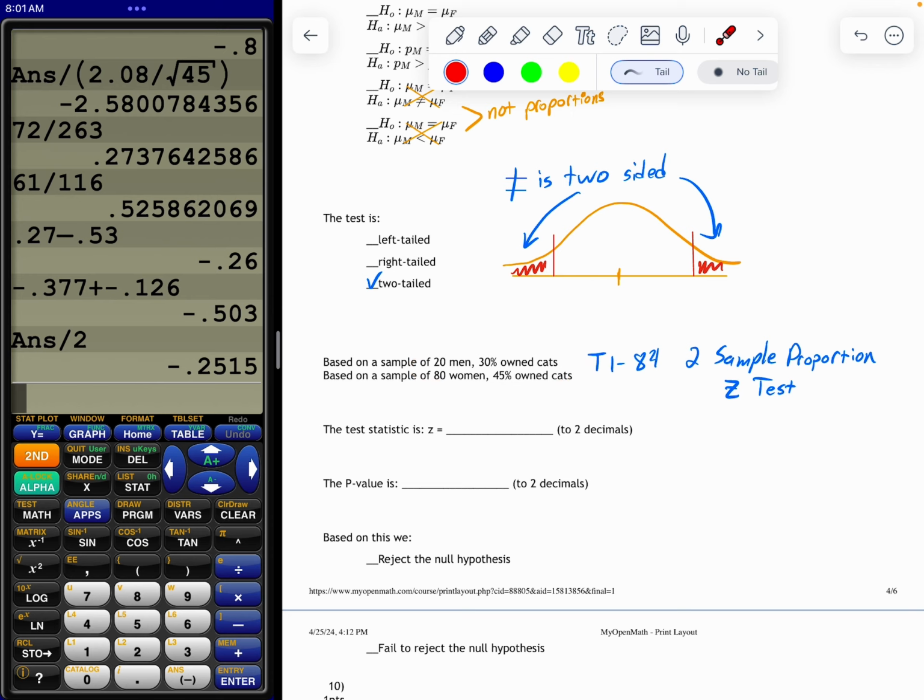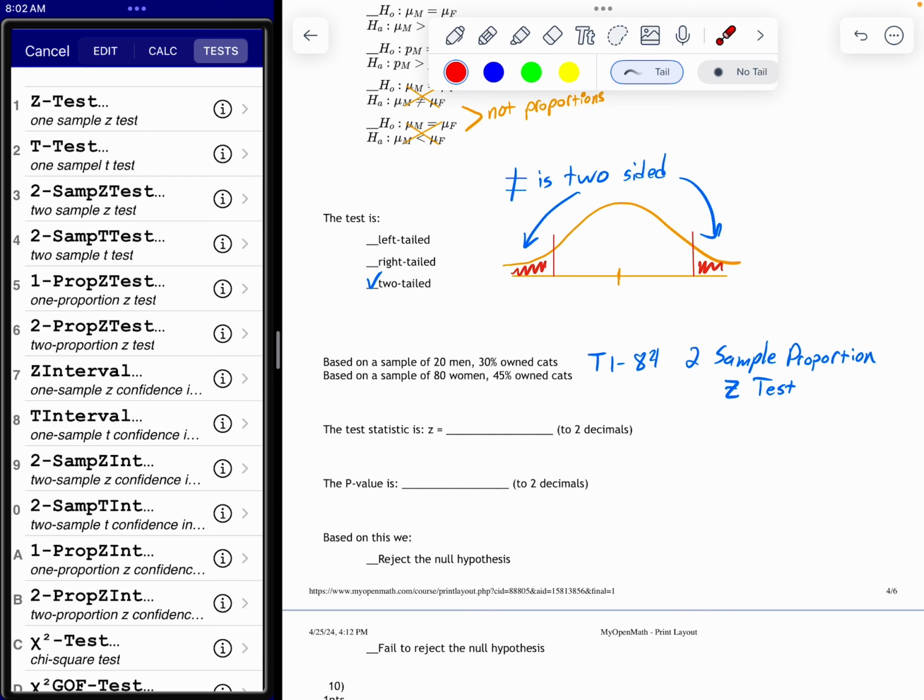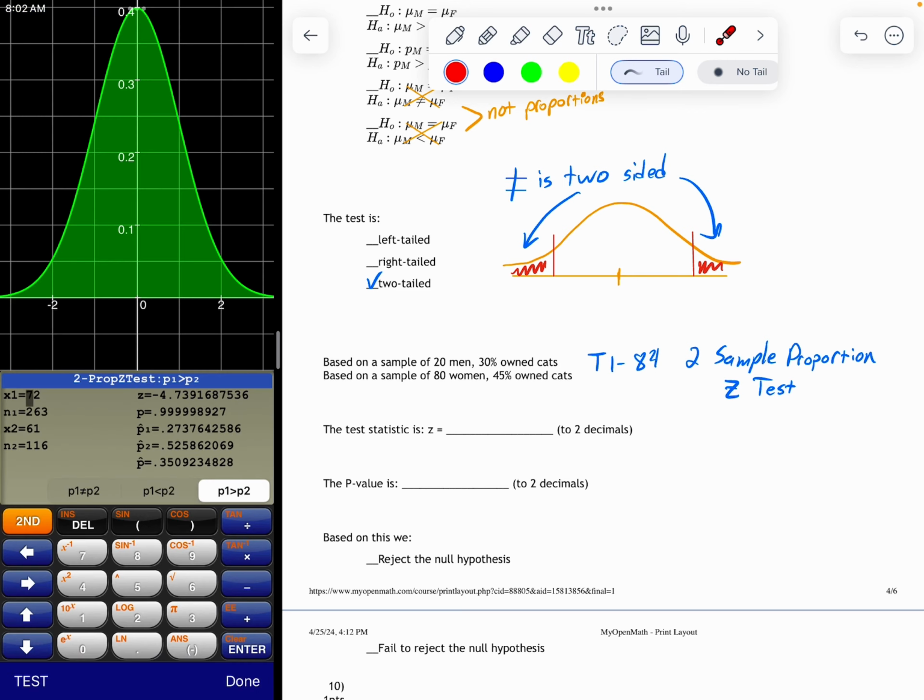And we need to do a two-sample proportion z-test because they want the test statistic, the p-value, and then our final conclusion. Now, when you go to this menu, two-sample proportion z-test, that's number 6. Notice it wants x1 and n1. Well, I don't actually have x1 right now.